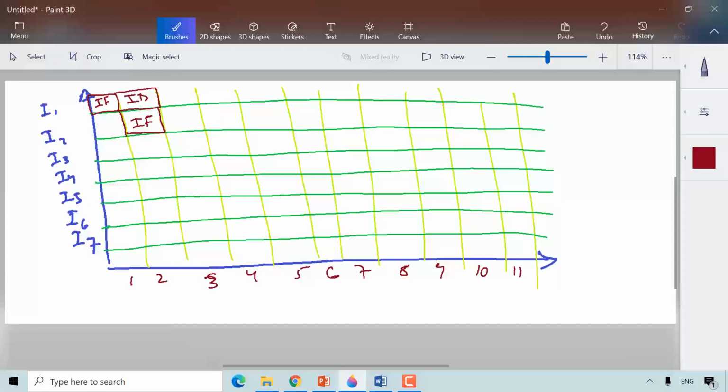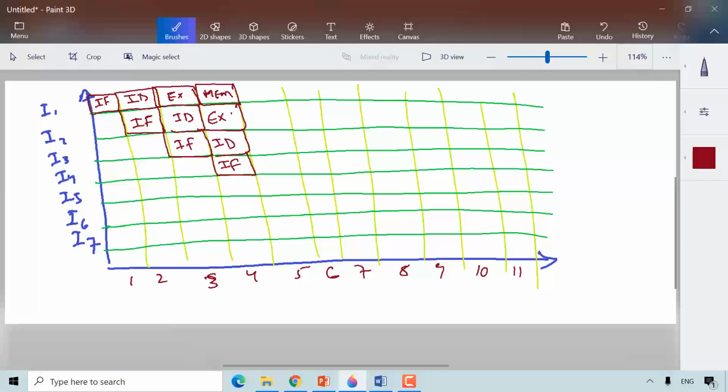Now on the third cycle, I'm going to move the first instruction to the execute stage, and the second instruction to the instruction decode stage, and I can start with the third instruction. In the fourth cycle, I can move the first instruction to the MEM stage, the second instruction to the execute stage, and the third instruction to the ID stage, and I can start with the fourth instruction, where I have the instruction fetch.